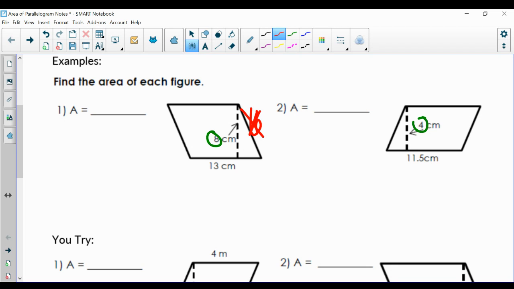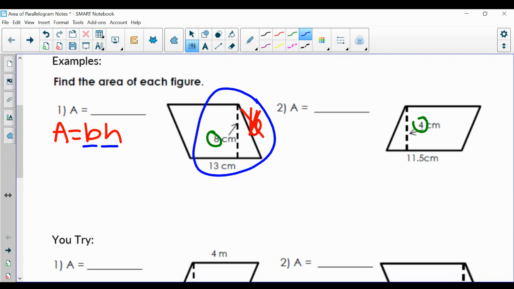Okay. Your area formula is still A equals base times height. And notice you only have two numbers that you're working with. So if there are three numbers in your problem, one of them has to go. Okay, and it's always going to be that slant height. All right, so let's try these first two, and then you guys are going to be responsible for the rest, okay? So area equals base times height.